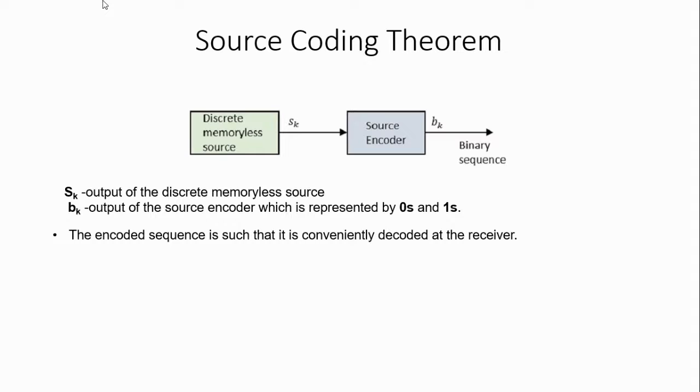In this source coding theorem, the discrete memoryless source produces the symbol Sk. It is the output of the discrete memoryless source, and the source encoder produces the binary input to the channel. The source encoder produces Pk. It is the output of the source encoder, which is represented by 0 and 1. The encoded sequence is conveniently decoded at the receiver.